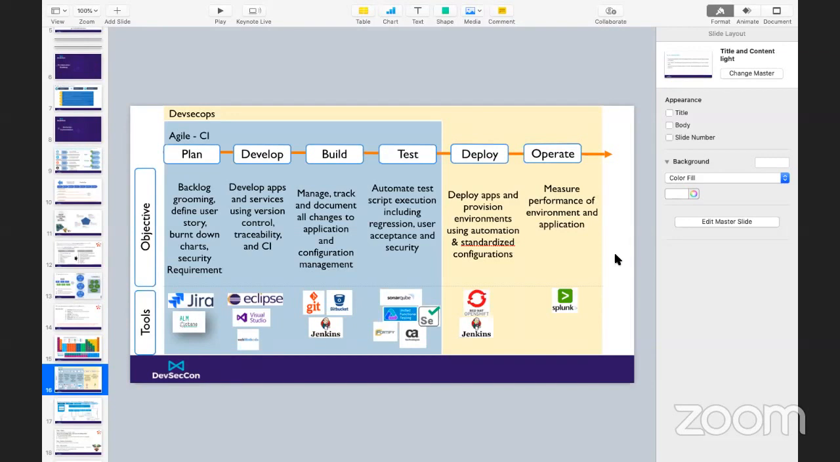In the deploy phase, the objective is to deploy apps and provision environments using automation and standardized configuration. We use Red Hat OpenShift and Jenkins for it. And for operate, the objective is to measure the performance of the environment and application. We use AppDynamics and also Splunk. So this is the DevSecOps architecture, from the process to the tools that we use.